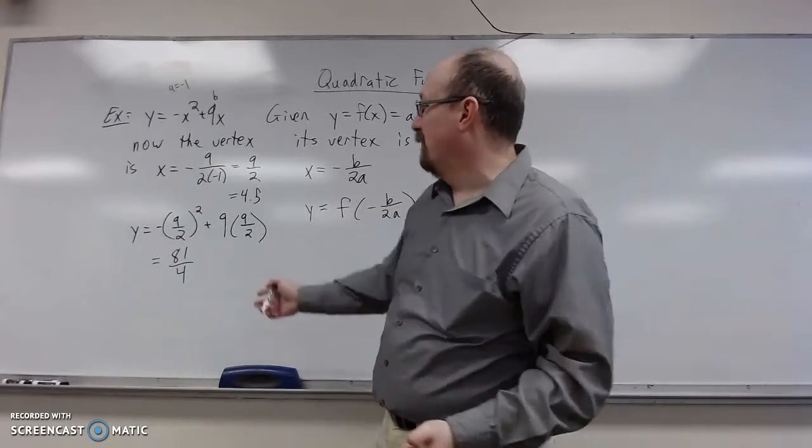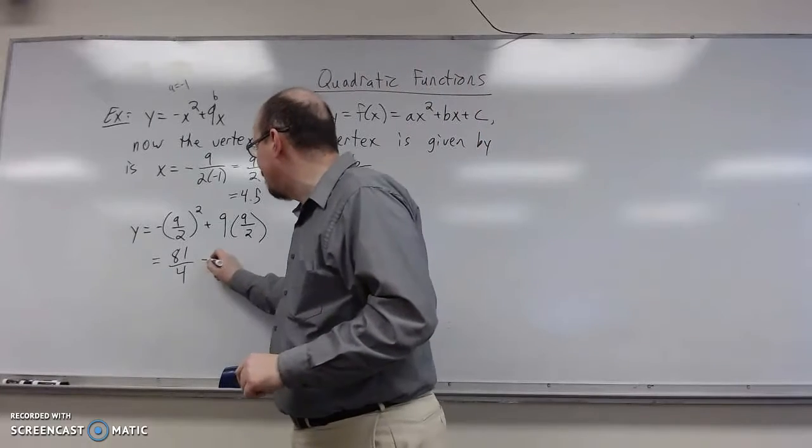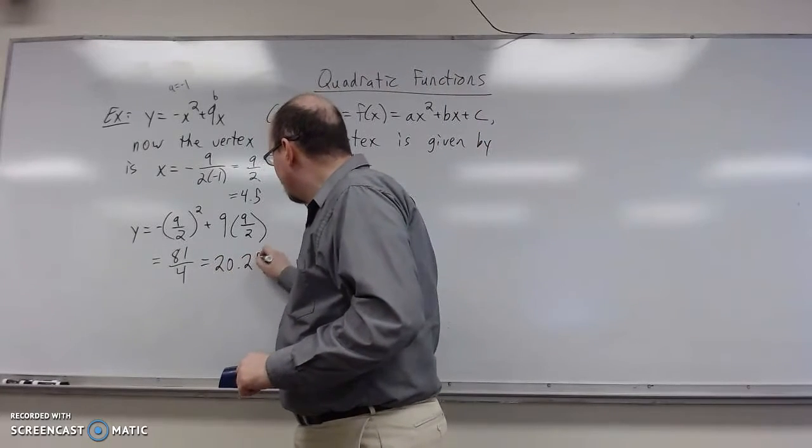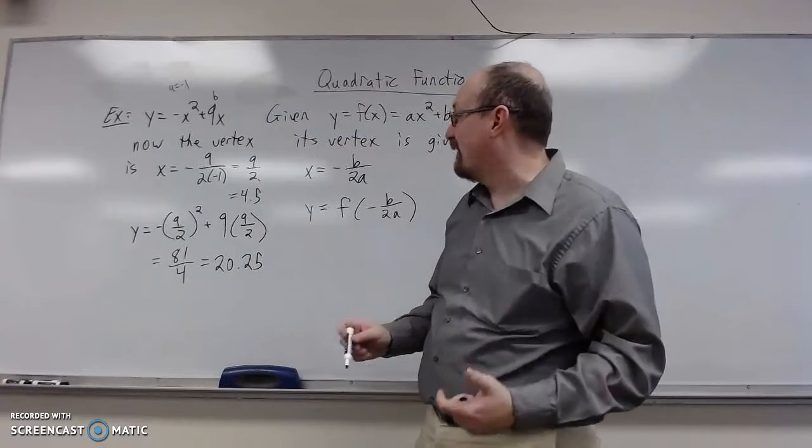If you like decimals, it's perfectly fine. If you had plugged in the 4.5, it'll work out just fine, and you'll get 20.25. So now we have the coordinates of our vertex.